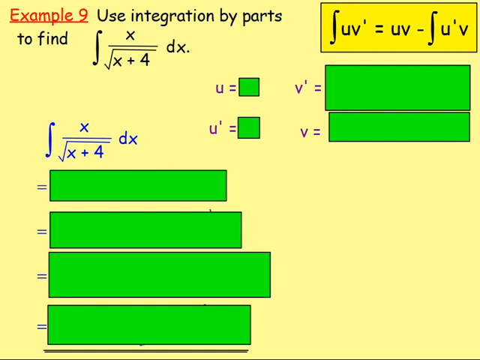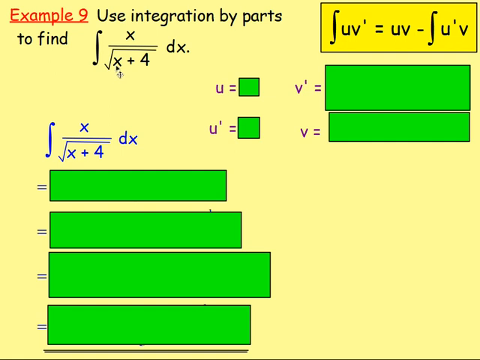Example 9, use integration by parts to find the integral of x over the square root of x plus 4. So with this one, again, what you need to think is, well, the product rule is used when you've got the product of two functions, but here really it's the quotient that you've got, x divided by the square root of x plus 4. But what you could do is you could think, right, well, instead of writing it as that, I could write it as x times 1 over the square root of x plus 4.